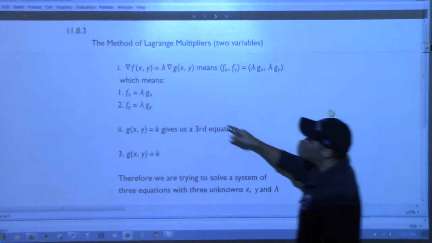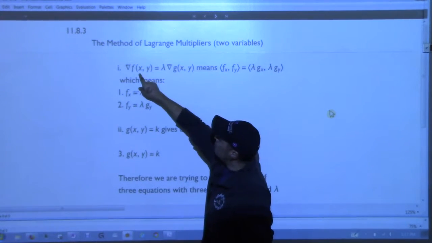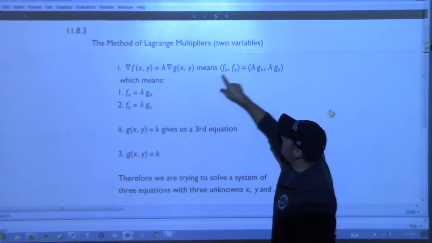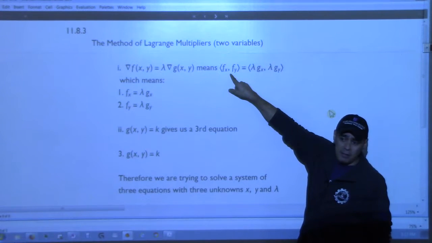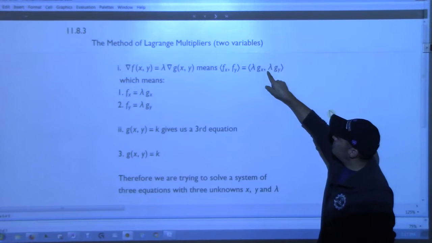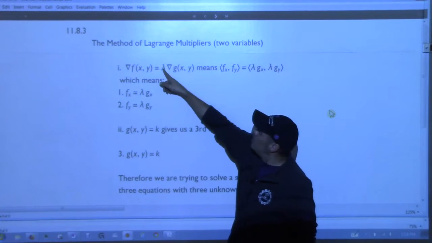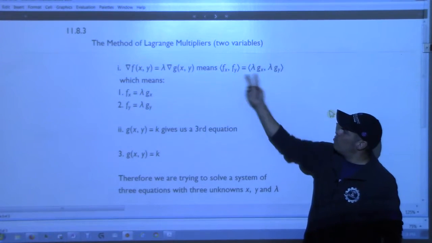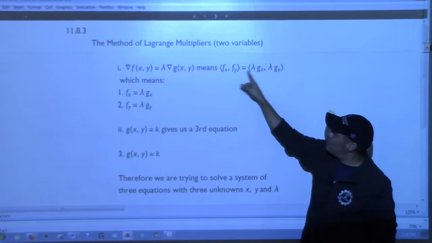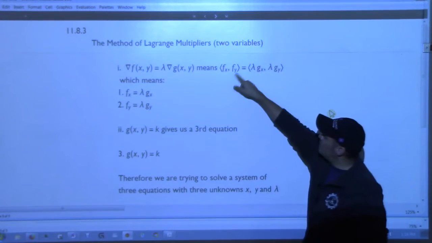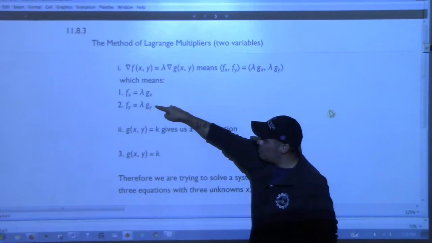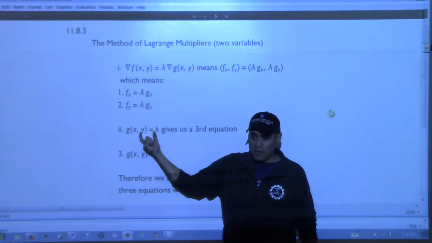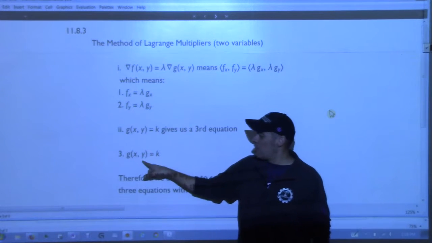So let's break this down. If I want to figure out where the gradient of f is equal to some constant lambda times the gradient of g, this is the definition of the gradient of f, and this is what lambda times the gradient of g means. You just distribute the lambda through to both components. For two vectors to be equal, we have to have the components match. So I need this component to match that component. That's the first equation. I need this component to match that component. That's my second equation. And remember, the original constraint equation has to be maintained also. So that gives us a third equation.